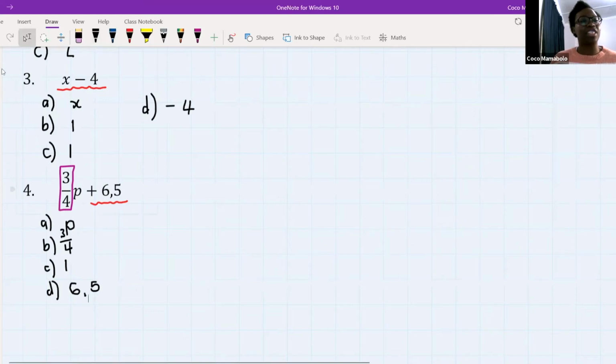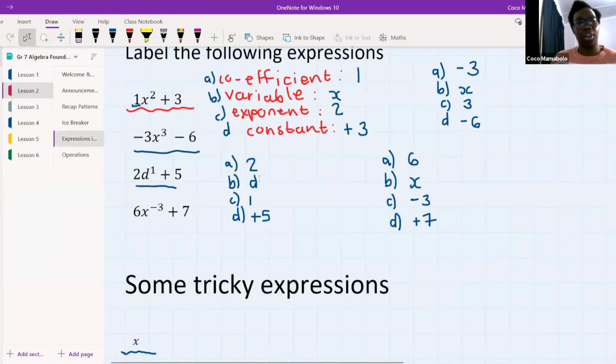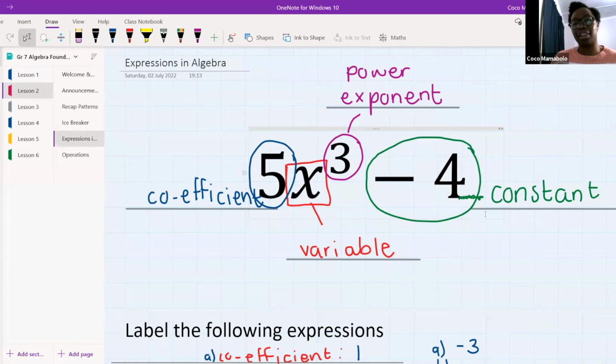I'm going to go back to the lesson on Tuesday where we did icebreakers. We didn't do that one. We did this. If you have never seen this before, I want you to take a quick screenshot of this, because this is how we label an expression. Just take a quick screenshot or write this down quickly. There's a coefficient, a variable, an exponent and a constant. All of this stuff is how we label an expression. This is what we did in our last lesson on Wednesday last week.